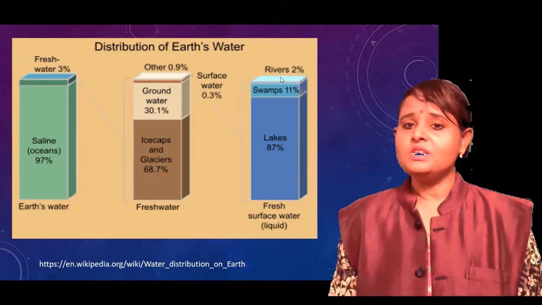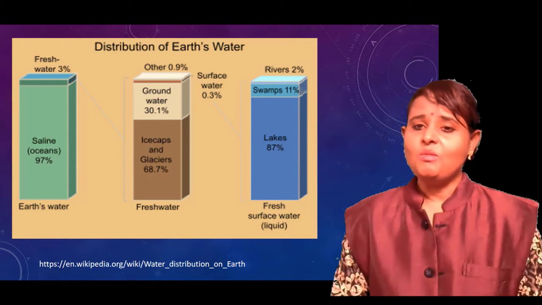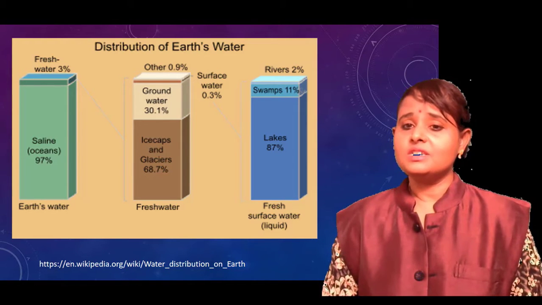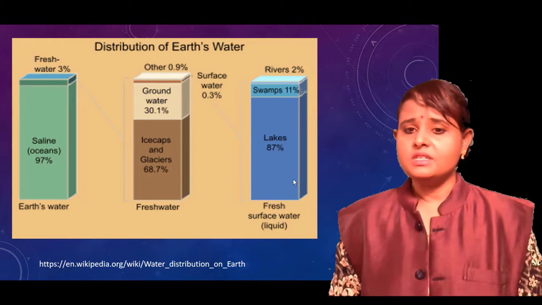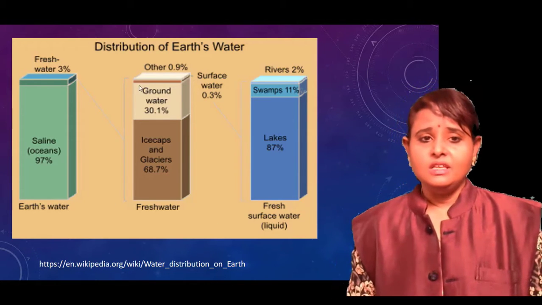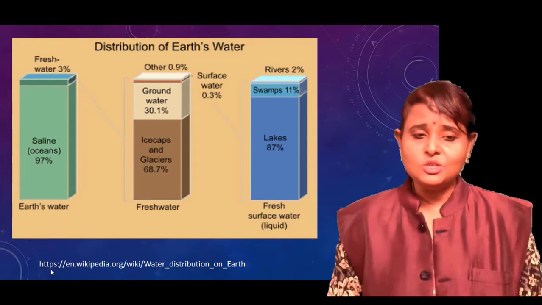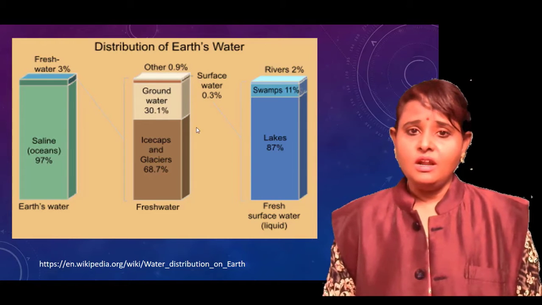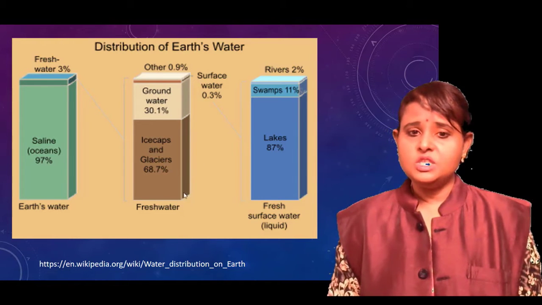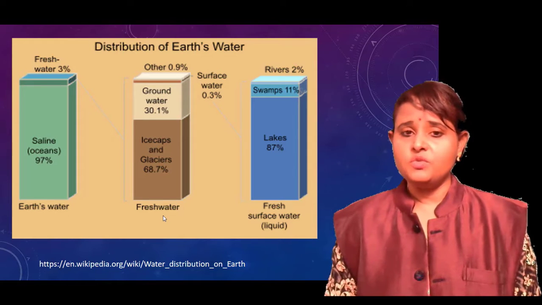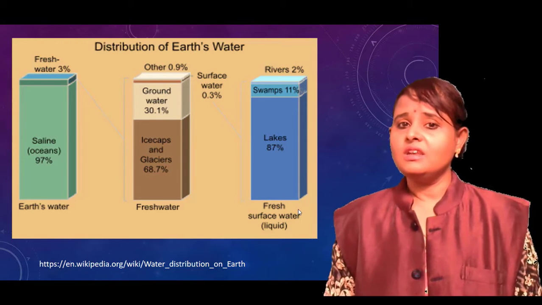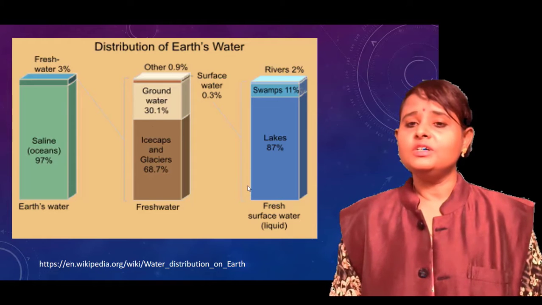Rivers 2%, swamps, meaning boggy and marshy areas, 11%, lakes 87%. You can see here the earth's water; this picture clearly shows marine water, fresh water, how much there is, and how this fresh water is distributed. They have mentioned very clearly the percentage of the fresh water. Now fresh surface liquid, see how it is there. This is about the distribution of earth's water.